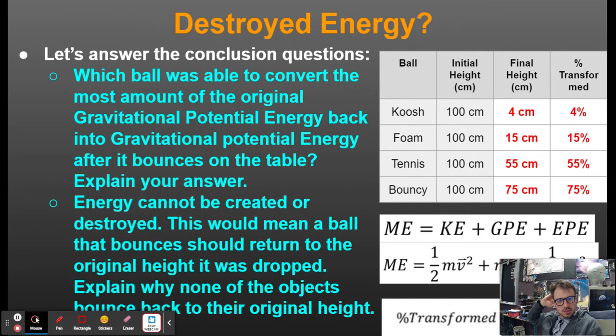But let's look at this final question. Energy cannot be created or destroyed. This would mean that a ball that bounces should return to the original height it was dropped. Explain why none of the original objects bounce back to their original height. Well, as it's going down, gravity is transforming that gravitational potential energy into kinetic. As it's moving back up, gravity is transforming that kinetic energy back into gravitational potential energy. The bottom is elastic potential energy.